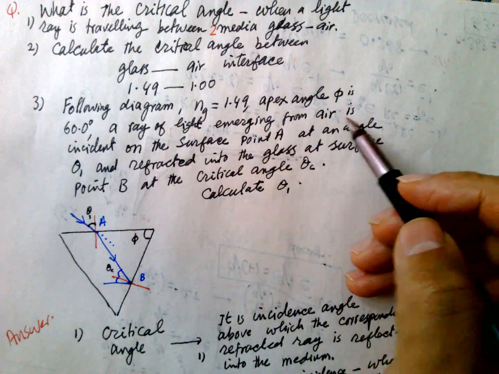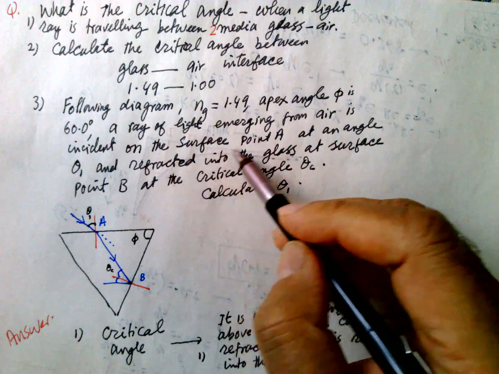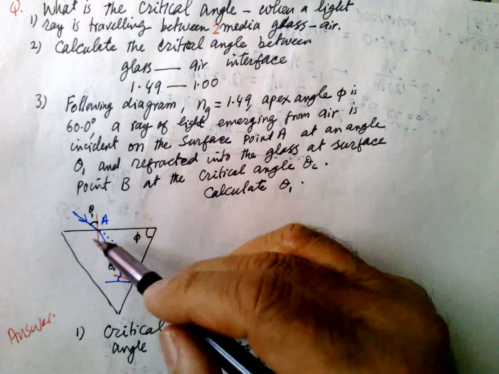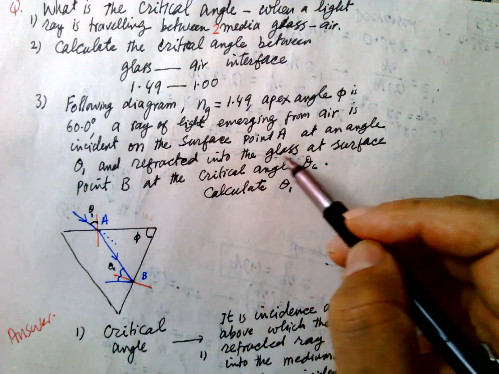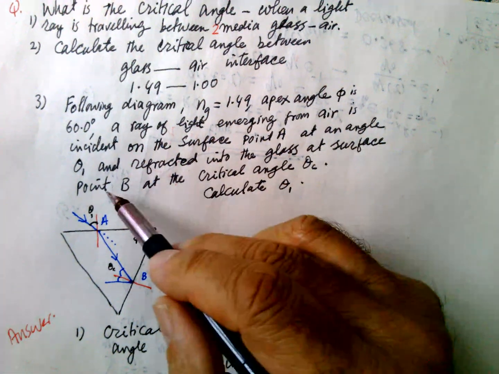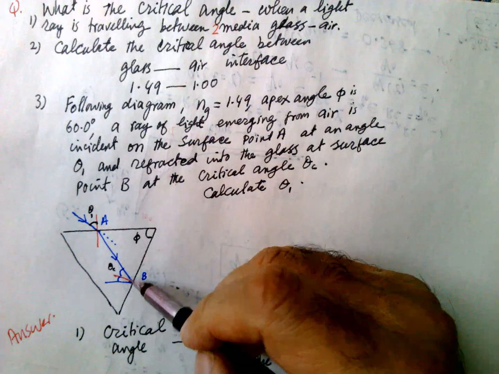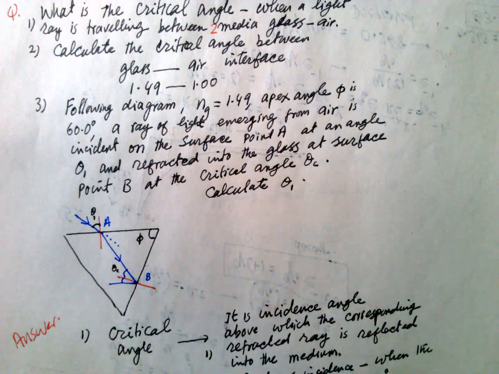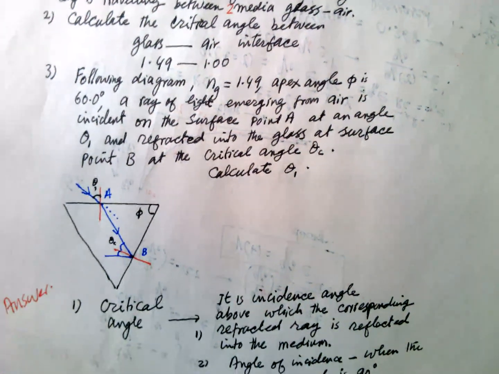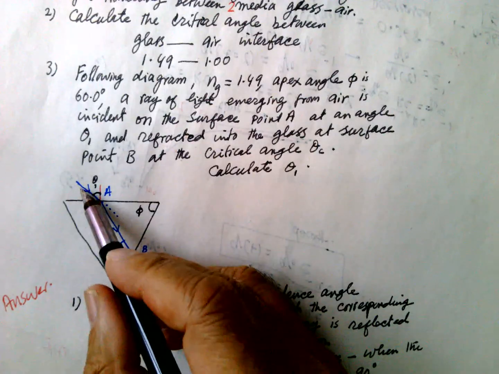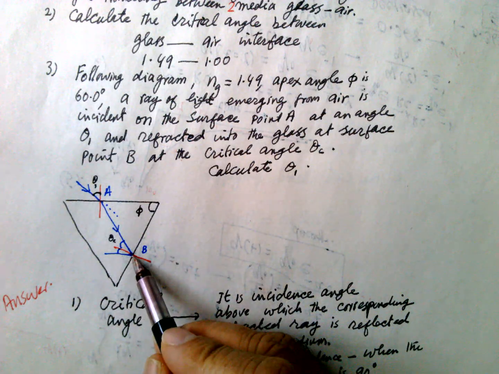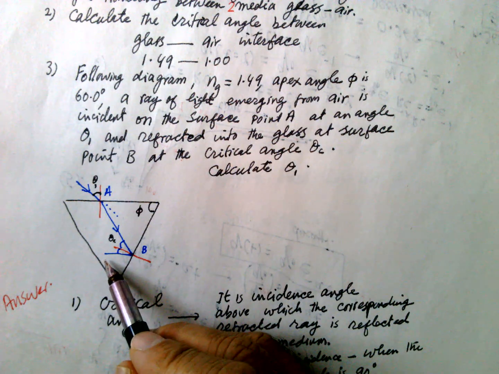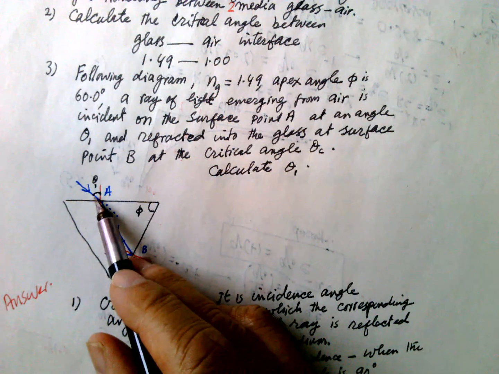Following the diagram, Ng, the glass refractive index, is 1.49, the apex angle phi is 60 degrees, and the ray of light emerging from air is incident on the surface at point A, this one, at an angle of theta 1. It is refracted into glass and reaches the surface at point B, this one, at a critical angle theta C. Calculate theta 1. So here the angle of incidence is such that the ray is reflected back into glass. So this is a critical angle, and we have to find theta 1.